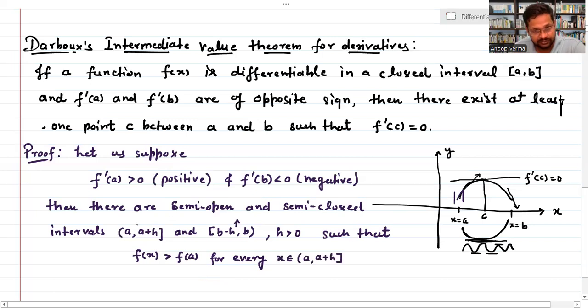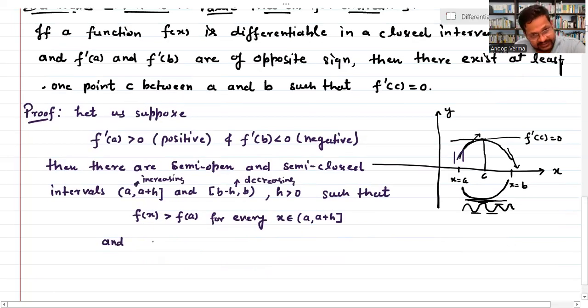you can write here increasing, और यहाँ पर आप रख सकते हो डिक्रीजिंग, ताकि आपको समझने में आता नहीं। ओके, तो आइए, so you can have look like this, and this fx will be also greater than fb for every point x is belonging to this b minus h, comma.